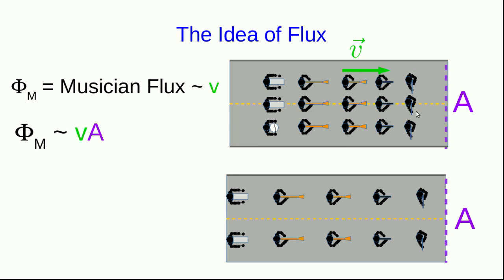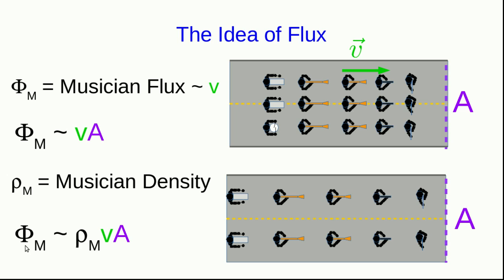Here's a group of musicians who are walking quite close together, and here's a different group who are walking farther apart. And they're both walking through archways of the same area. And if they're walking with the same speed, then you can see that there will be more musicians per unit time walking through the archway in this group than in this group. And so the musician flux must also depend on the musician density, how many musicians per square meter there are.